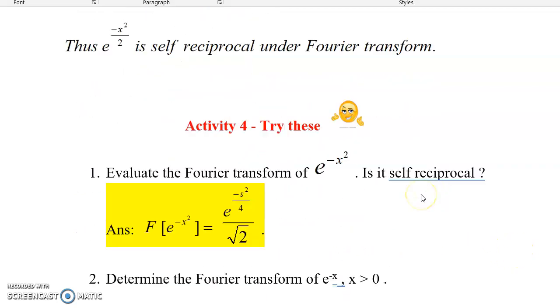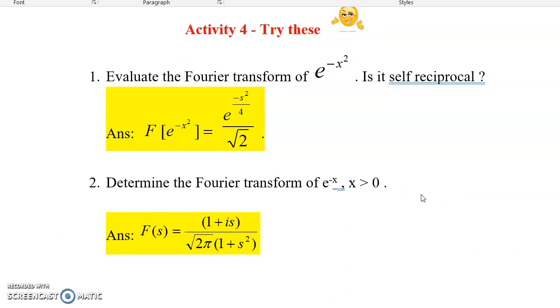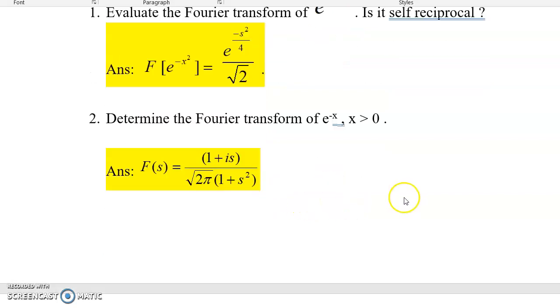And using this concept, try these problems. Evaluate the Fourier transform of e power minus x squared and analyze whether it is self-reciprocal. Similarly, next, find the Fourier transform of e power minus x.